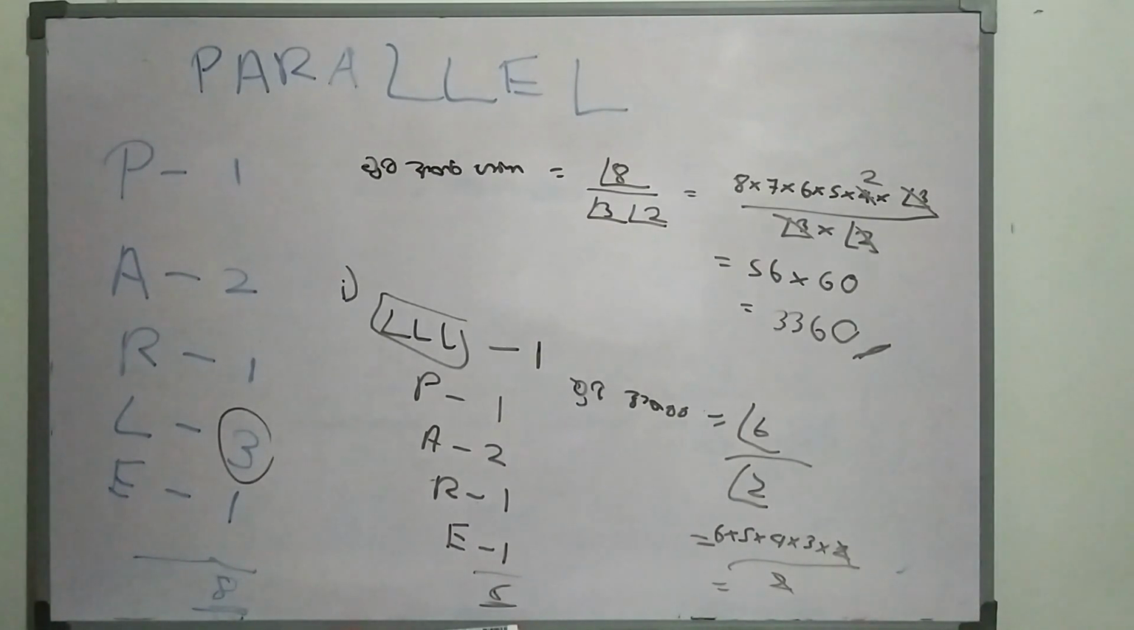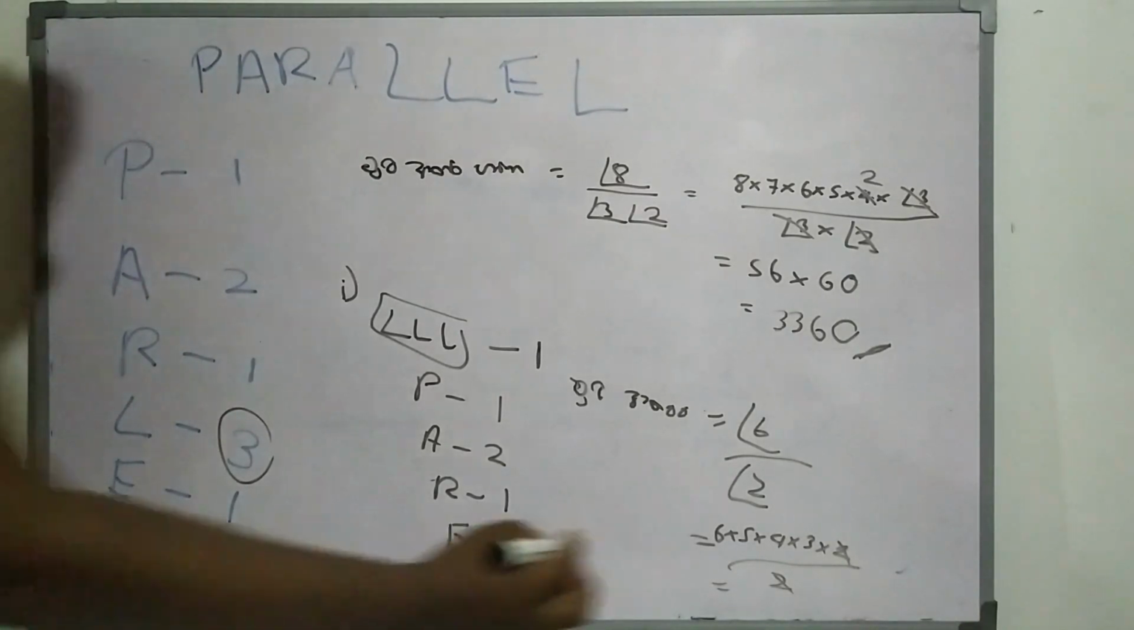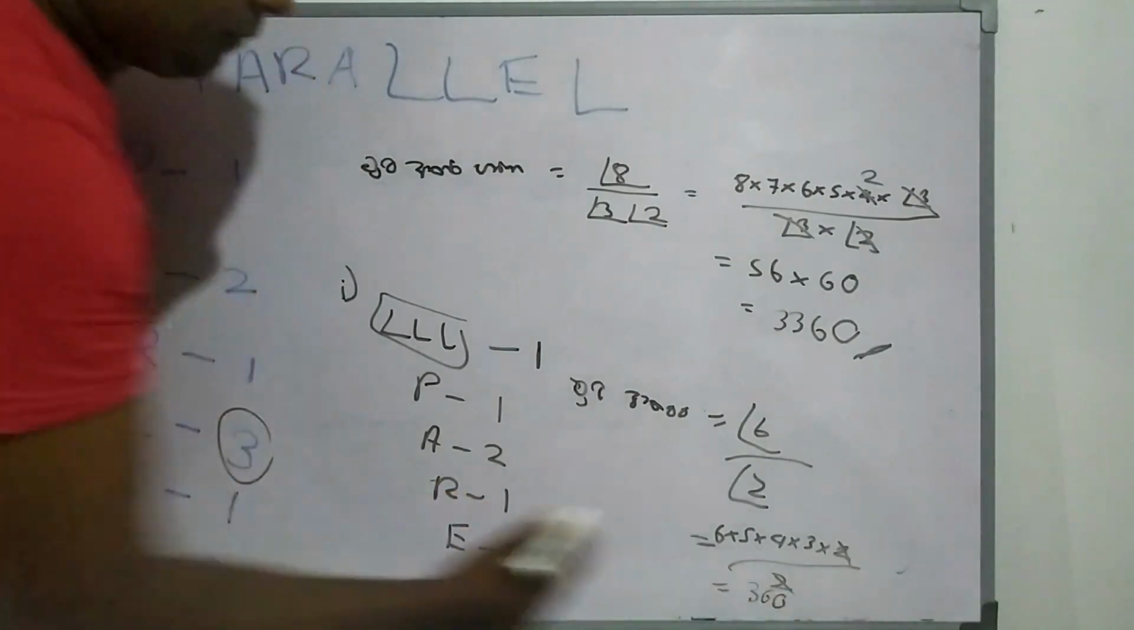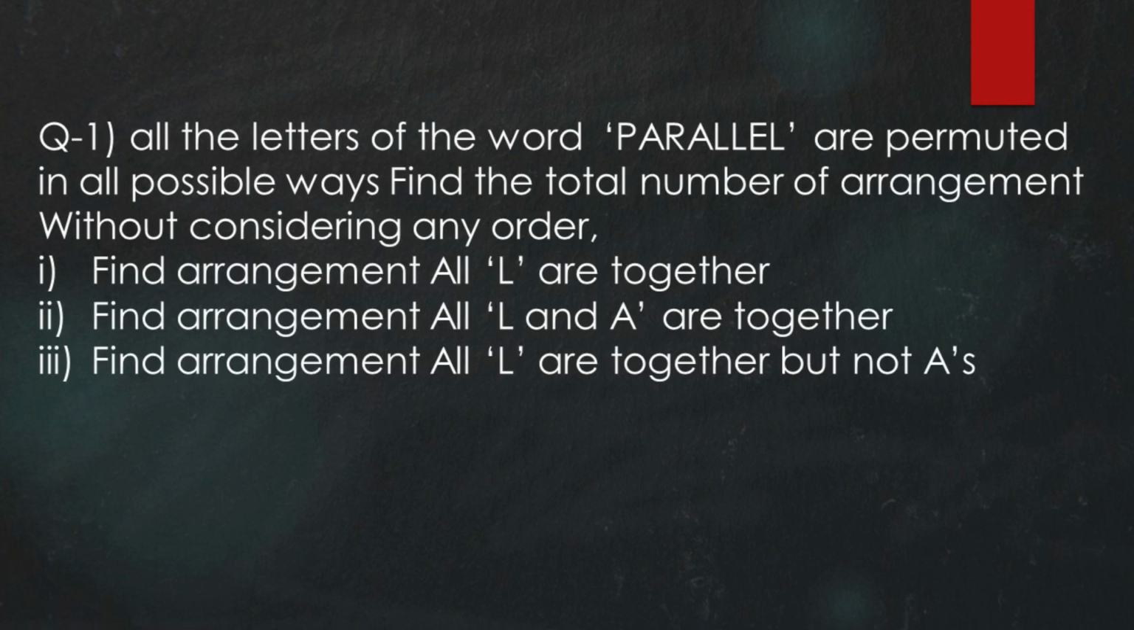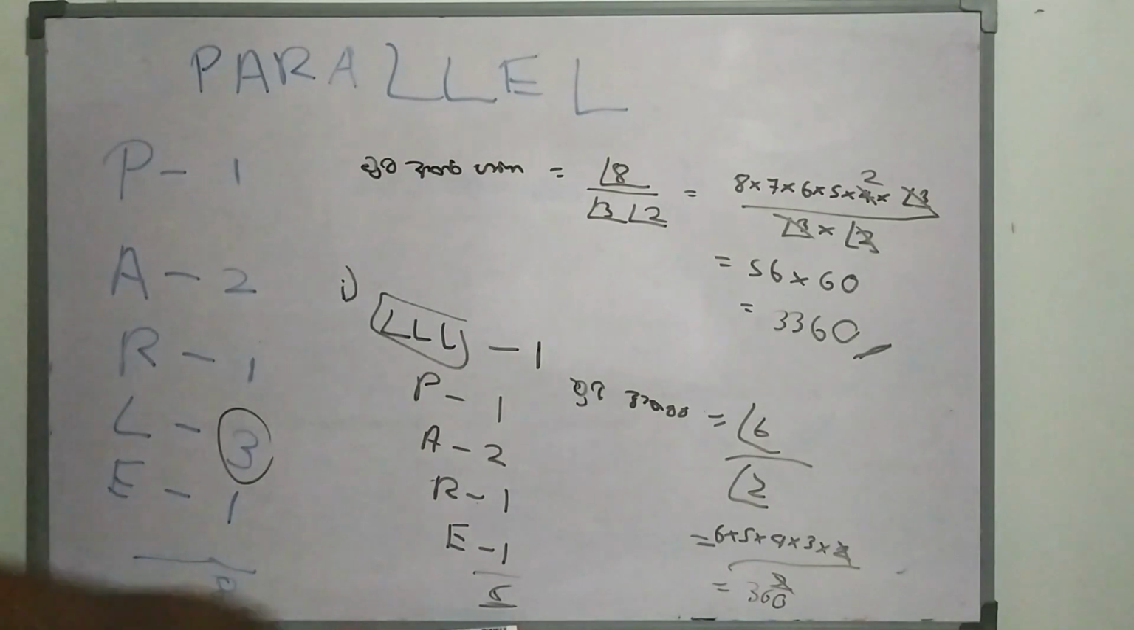Okay. The answer is 360. Right, so let's move to the next row number. All L's and A's are together. The arrangement of all L's and A's together.